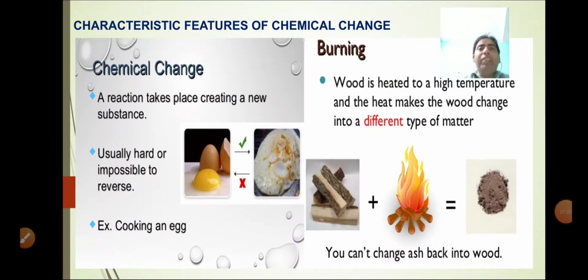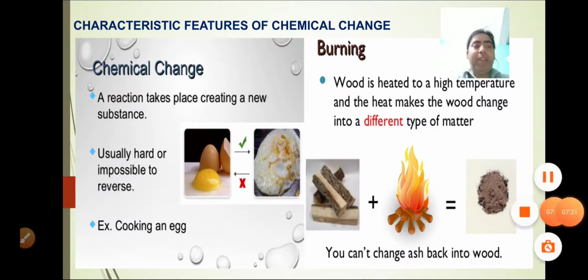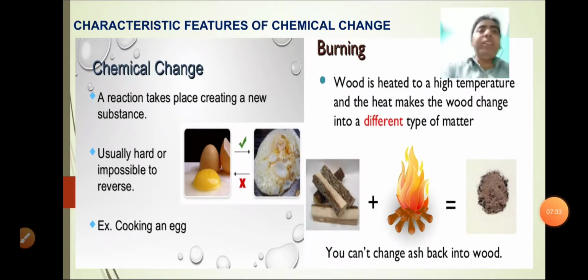What are chemical changes? A change in which one or more new substances with entirely different chemical composition and properties from the original substances are formed is called a chemical change. In these changes, a reaction takes place creating a new substance. What happens in chemical changes? One or more new substances are formed.